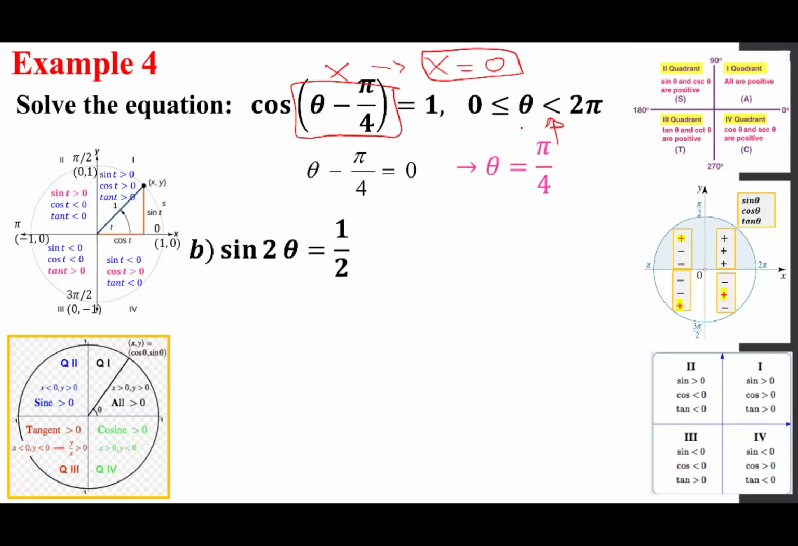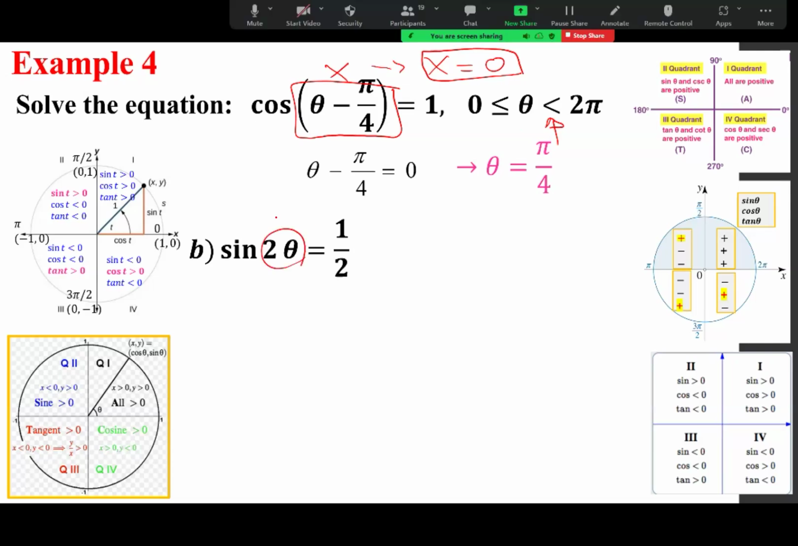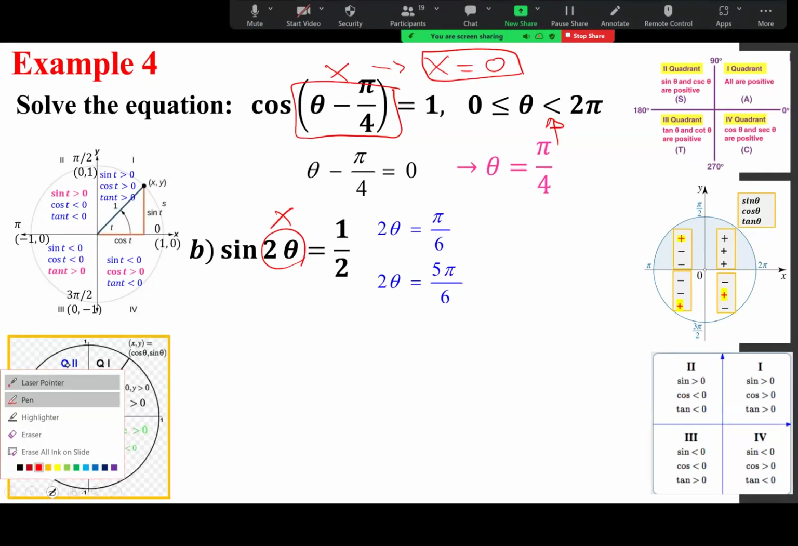Multiple angle. Pay attention to the fact that it's a multiple angle. Sine 2 theta is 1/2. And again, assume it's x. That means x is pi over 6 and 5 pi over 6. There are two answers. I've already explained how you arrive at it, remember. Sine is positive in the first quadrant, so pi over 6. In the second quadrant, pi minus pi over 6 gives you 5 pi over 6. I've shown that a couple of times.